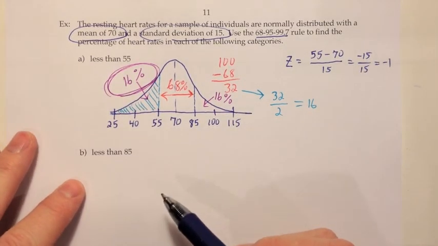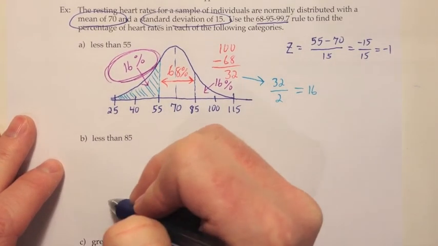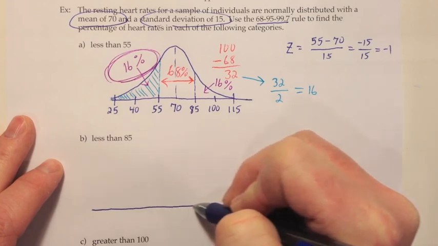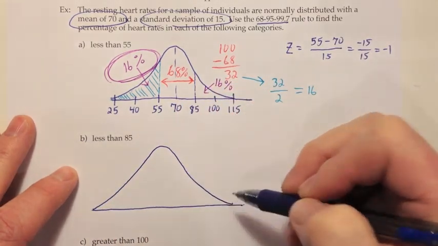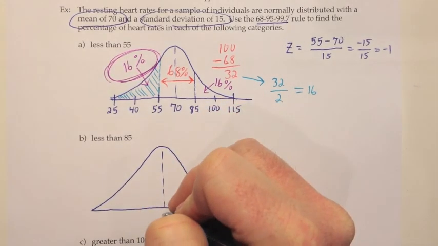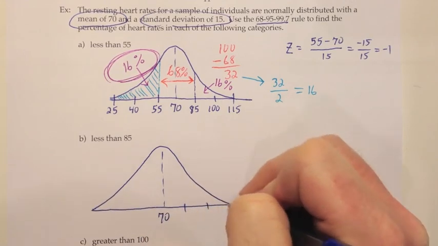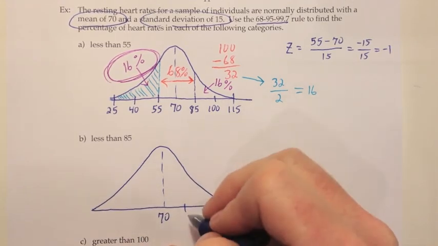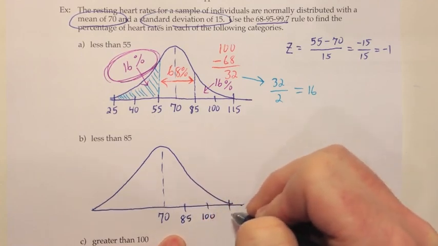This time they want to know the percentage of the heart rates that are less than 85. So I'm going to start off in the same fashion that I did last time by drawing the picture. This time it'll go a little bit faster, but I'm going to number it in the same way. If I drop down from the peak, that should be the mean, and the mean of the curve is 70. And I'm going to go 1, 2, 3 notches to the right. It's the same numbering as last time, so this would be 85, 100, and 115.